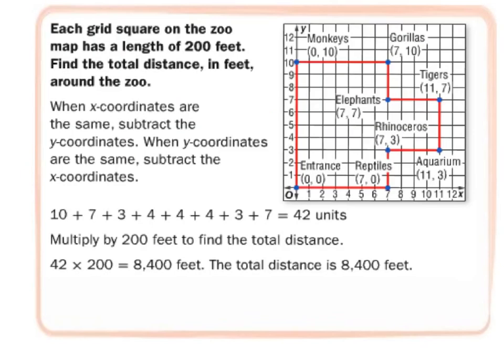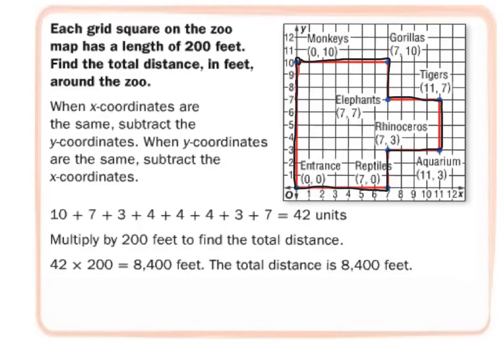Alright, so here I have a grid, a coordinate plane with some plots pointed and a figure drawn out. It says each grid square on the zoo map has a length of 200 feet. So each square represents 200 feet. Okay? Find the total distance in feet around the whole zoo. Okay, so I need to find this whole, I'm going to do black. I need to find the perimeter of this whole thing. So I need to either count, which you can do, but that can take time. Okay, so I might just do it using mental math.